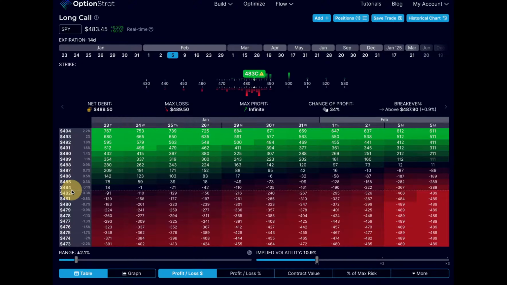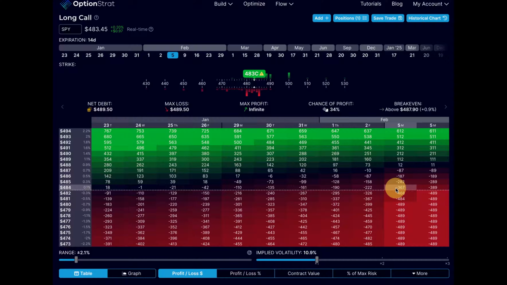So what this is telling us is at the 484 price, I can see what's going to happen to this position as time marches forward. And we can see that if the market does not move, theta is going to decay out from under this position.